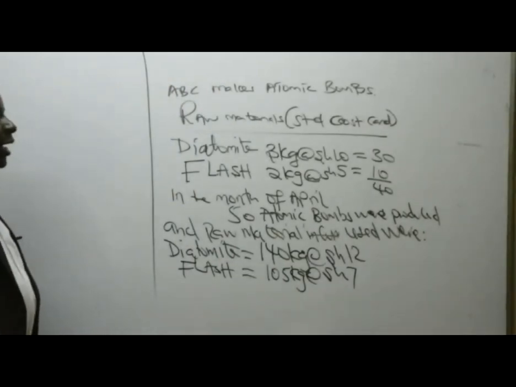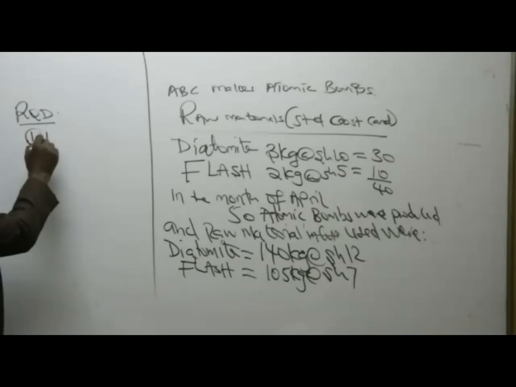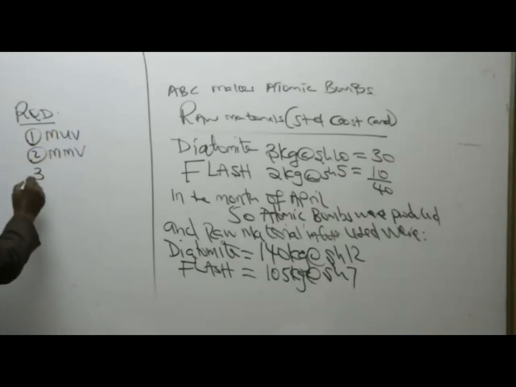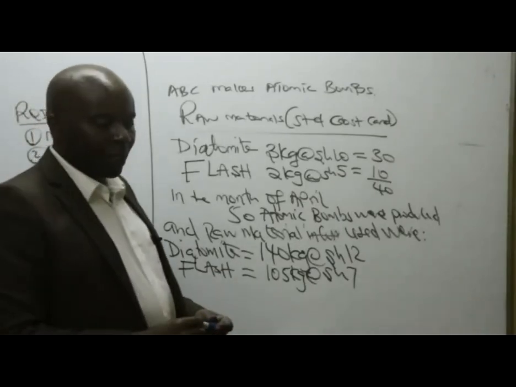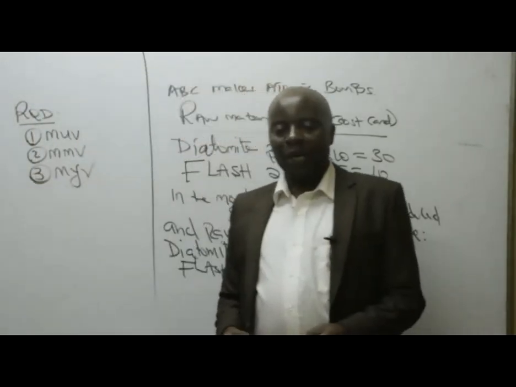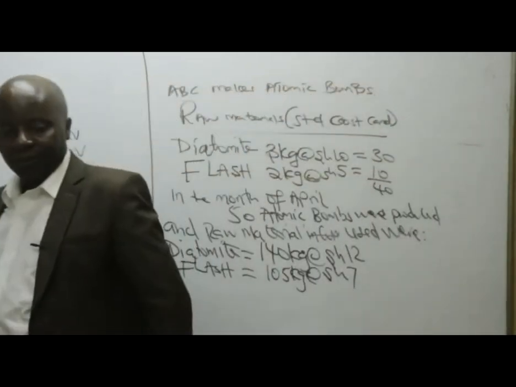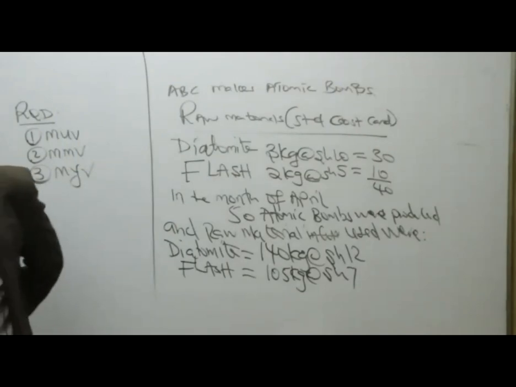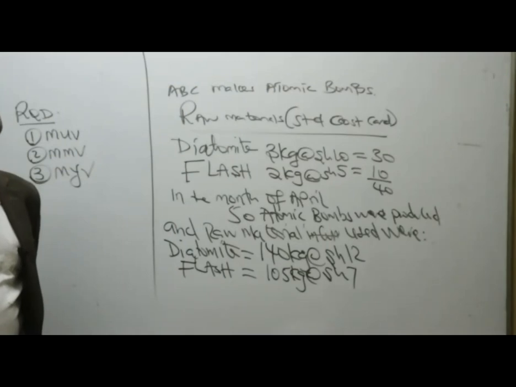So we are required now to do something very easy here. We are required, number 1, to determine material usage variance. Number 2, we are required to get material mix variance. Number 3, we are required to get material yield variance. So material usage variance, material mix variance, and material yield variance.